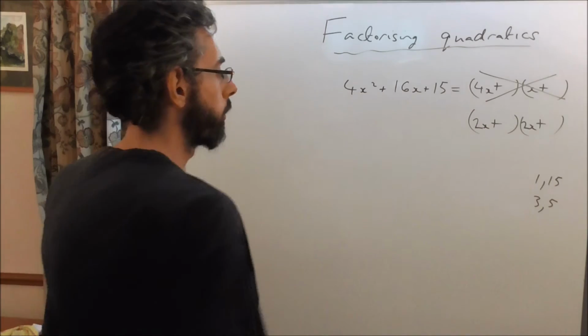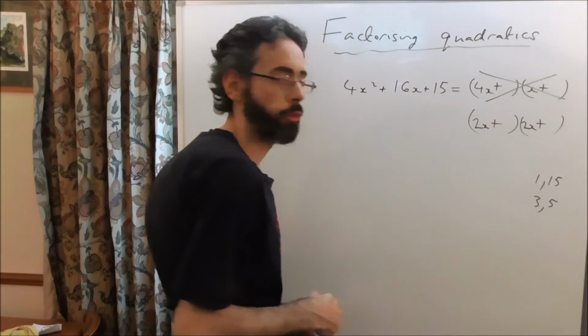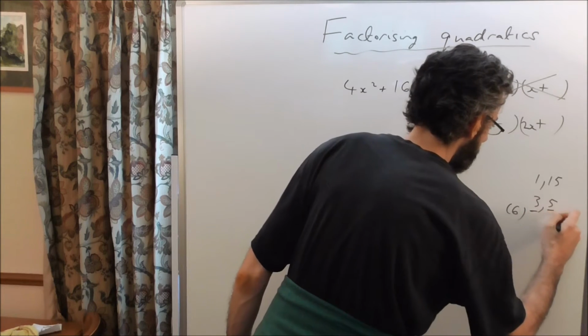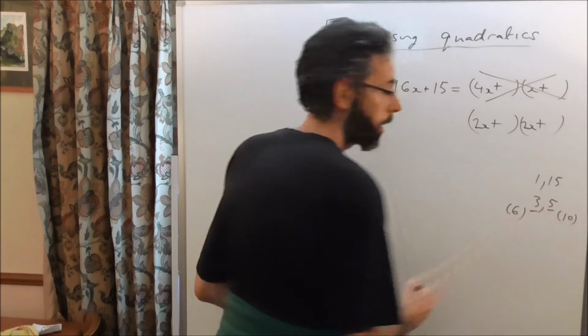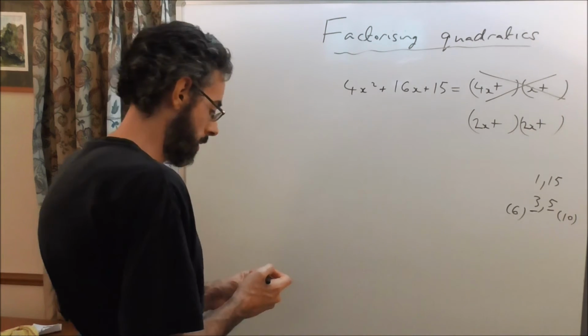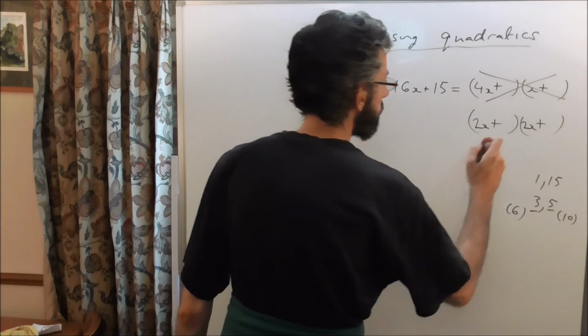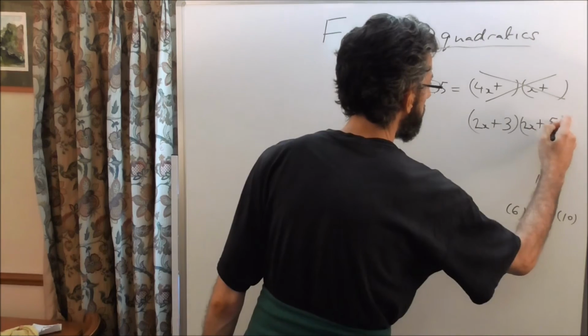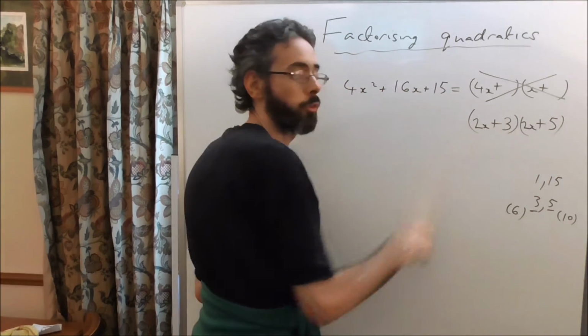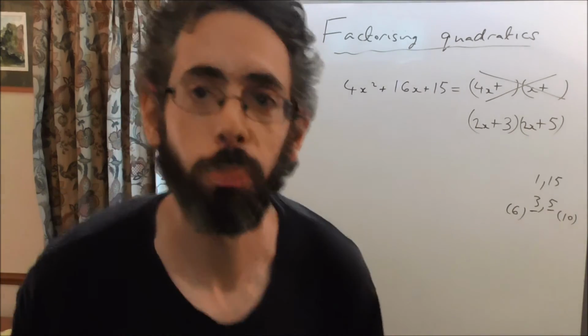Well, focusing on 3 and 5, if you double 3, you get 6, and if you double 5, you get 10. And 6 plus 10 is 16. So that should work. Let's see how that works. So 3 and 5. Of course, it doesn't matter which way round the numbers are, since the brackets both start with 2x. That should be correct.